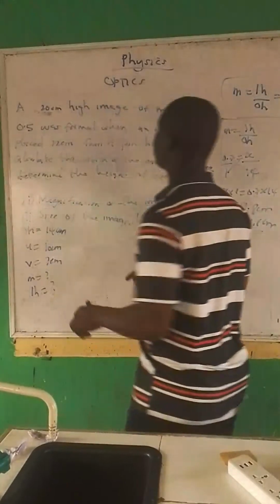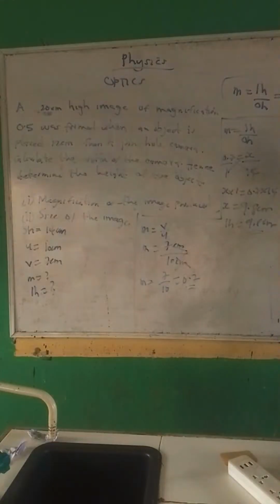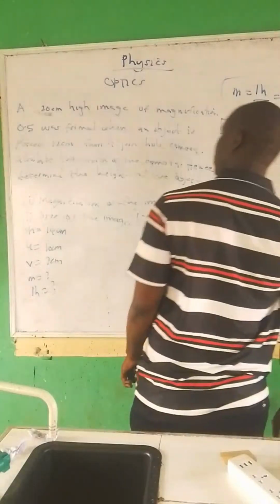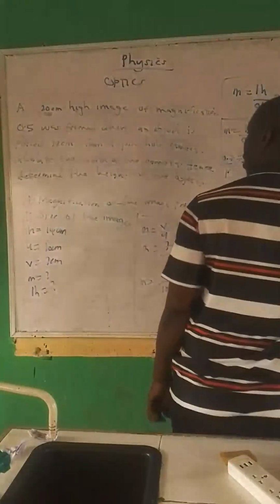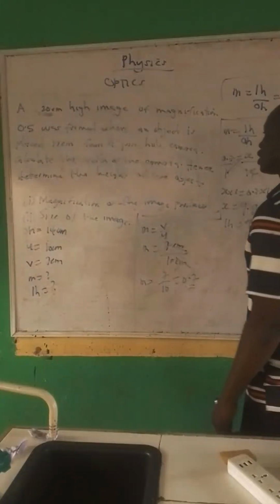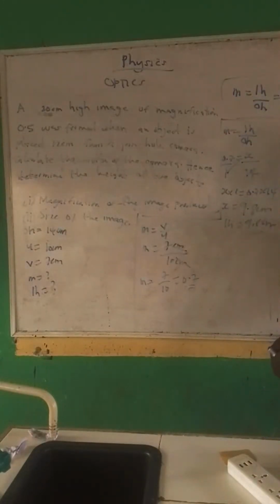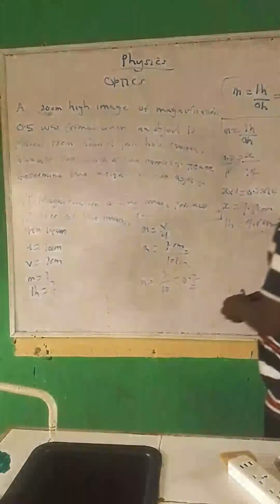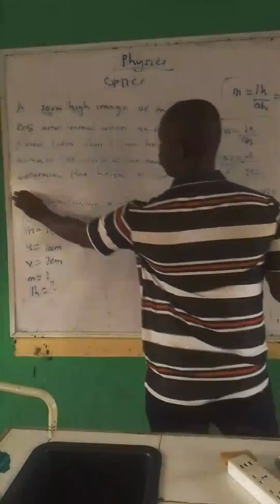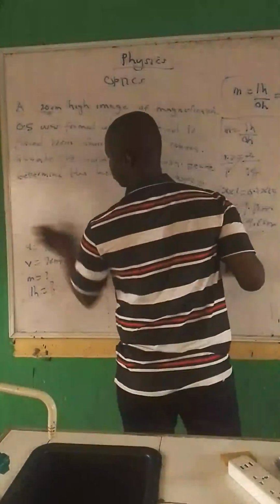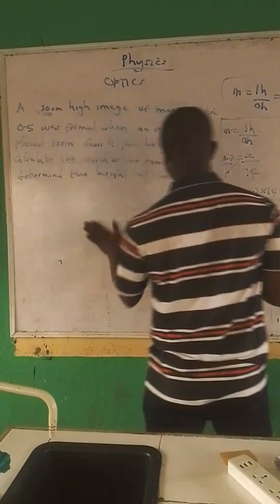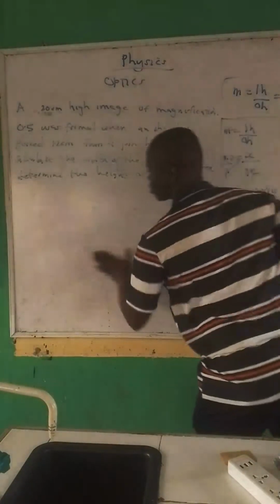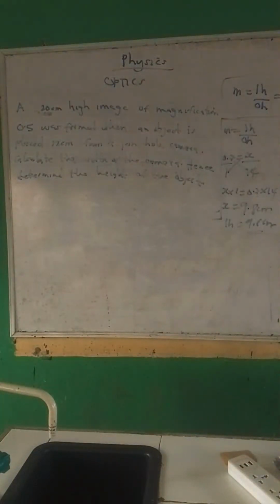A 20 centimeter high image of magnification 0.5 was formed when an object is placed 12 centimeters from a pinhole camera. Calculate the width of the camera. Hence, determine the height of the object. So how do we solve this? It's the same set of formula you use.